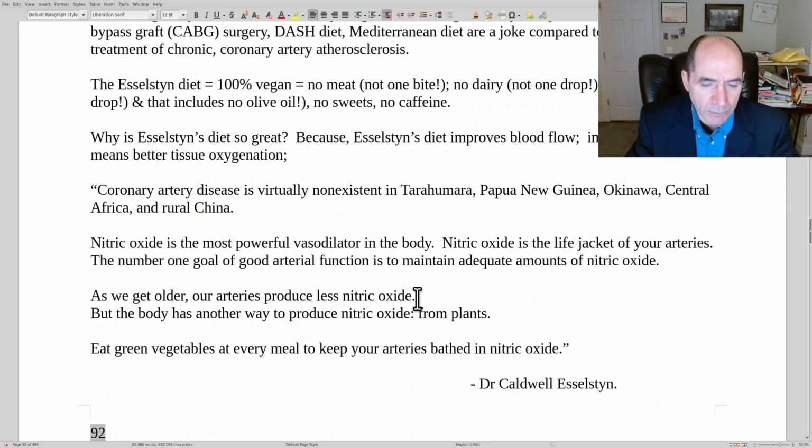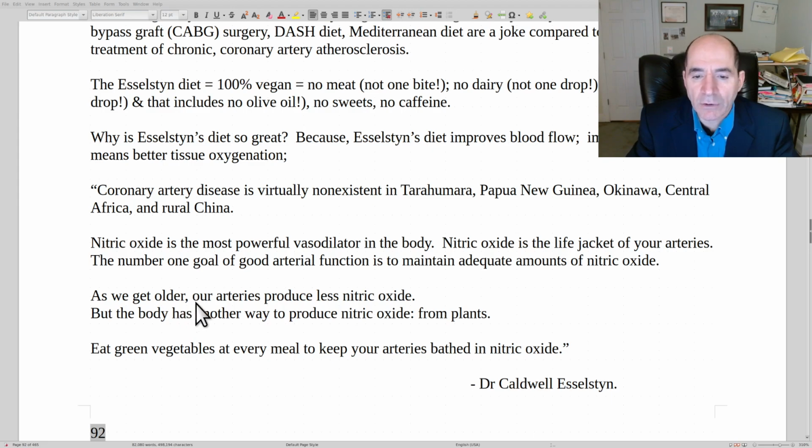Okay, here, and I got a couple quotes from Esselstyn. He says, coronary artery disease is virtually non-existent in Tarahumara, Papua New Guinea, Okinawa, Central Africa, and rural China. Yeah, it's non-existent in any traditional plant-based eating population. Nitric oxide is the most powerful vasodilator in the body. Nitric oxide is the life jacket of your arteries. The number one goal of good arterial function is to maintain adequate amounts of nitric oxide.